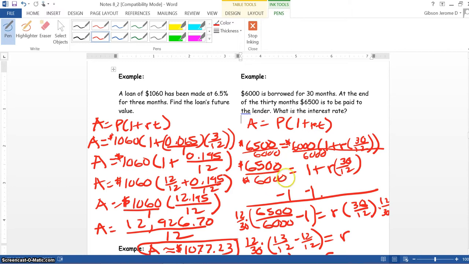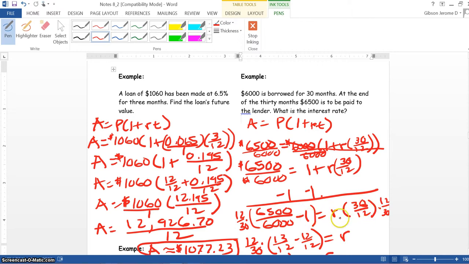And this will leave 6,500 over 6,000. And then these 6,000 will simplify each other out, and you'll be left with 1 plus R times 30 over 12. Now, our next step is we will subtract 1 on both sides. And we will have 6,500 over 6,000 minus 1 equals R times 30 over 12.